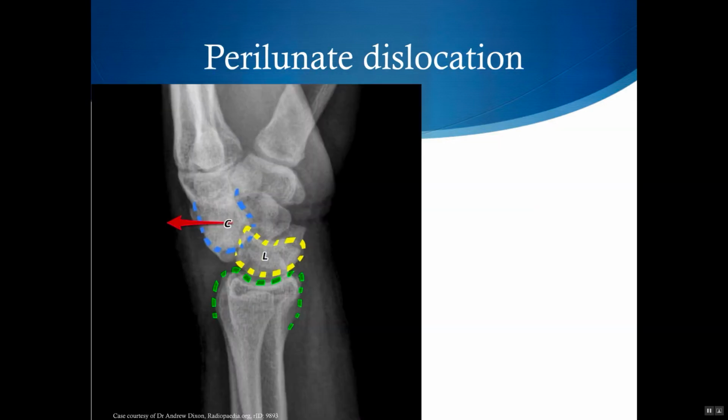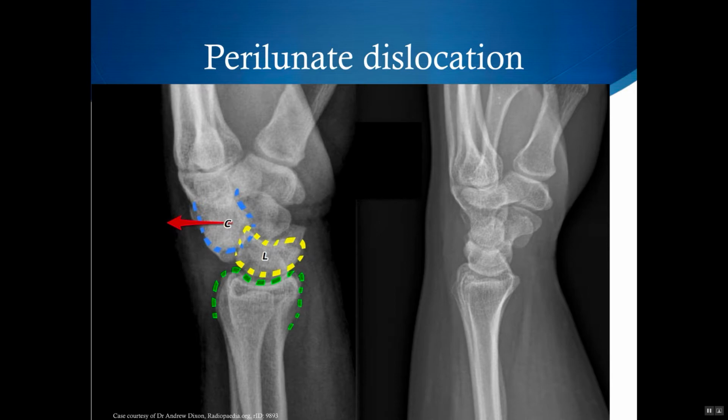This is a lateral x-ray of a perilunate dislocation, which can be easy to miss. The lunate is outlined in yellow, and it's in the normal position over the radius in green. The capitate in blue should be directly above the lunate, but here it's dislocated dorsally, as indicated by the red arrow. Here's the normal lateral x-ray again for comparison. Remember, if you draw a line through the center of the radius in the lunate, it should also intersect the capitate.